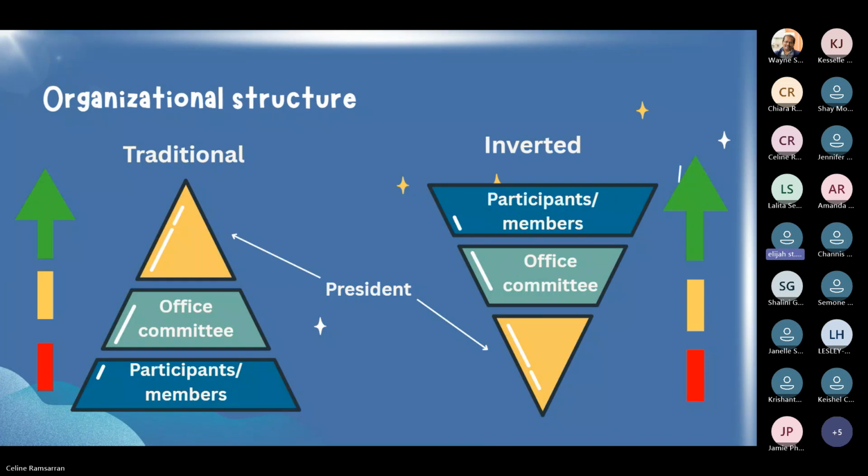This brings us to the inverted organizational structure, which is completely different from the traditional structure. In this structure, the members sit on top, so the members have much more say. They voice their needs, their talents are being utilized, and they voice their concerns or needs to the officers or committee. The committee would then relay that information to the president, who would then try to get the resources for the participants.